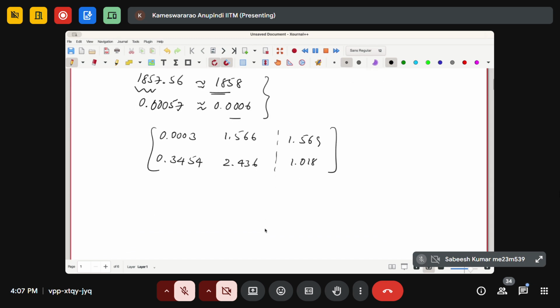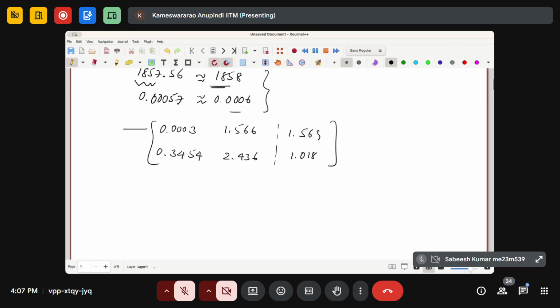And we're going to start calculating. So my first row is my pivot row, right? And I'm going to calculate what is my M21. M21 is going to be 0.3454 upon 0.0003. Okay, that's what I'm going to calculate, which is going to give me 0.3454 divided by 0.0003. That's going to give me 1151.33. We're going to store this as 1151, right? Because we are only using 4-digit floating point arithmetic.